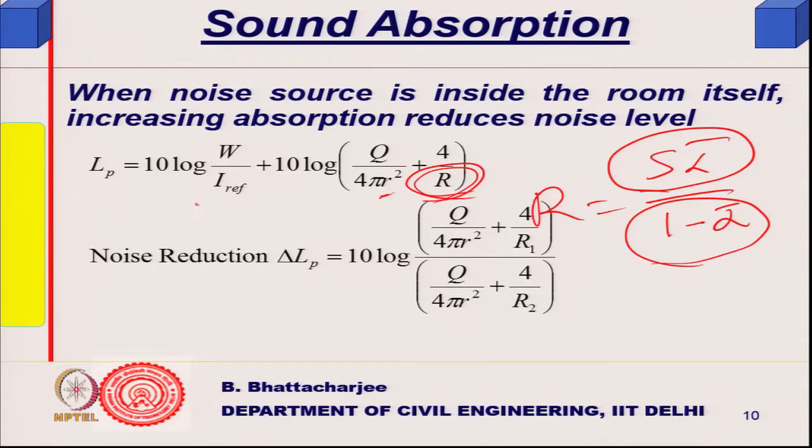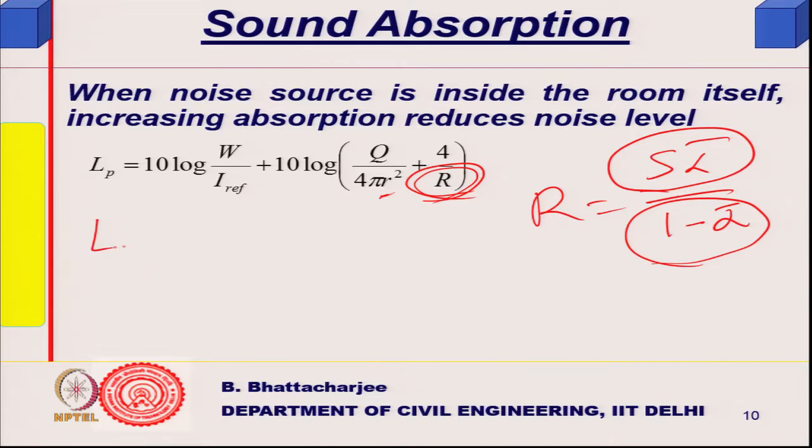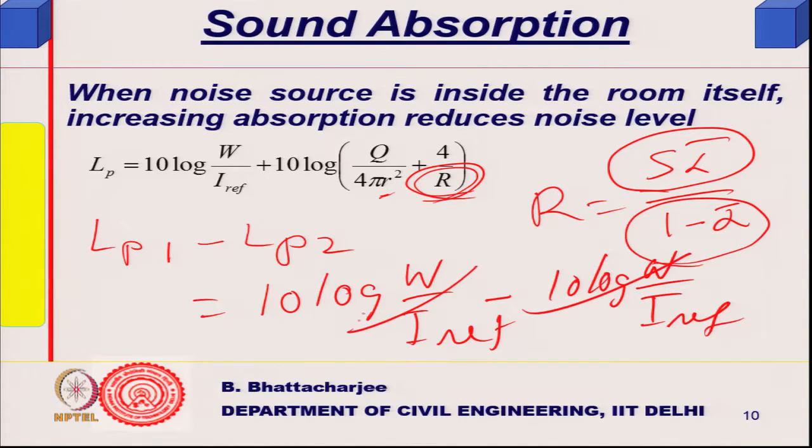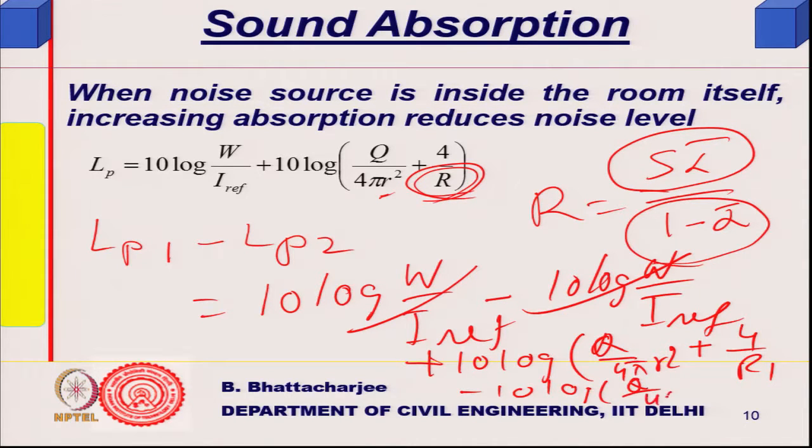So, this is what delta LP will be, basically I have changed. So, LP 1, let me call it, minus LP 2 will be equal to 10 log W by I ref minus again 10 log W by I ref. This part will cancel out, but this side will be there, plus 10 log q by 4 pi r square. For the distance, same, 4 by r 1 minus 10 log q by 4 pi r square, 4 by r 2. So, this will cancel out and this I can now combine, write it as 10 log this divided by this, because it is a logarithm, there is a minus sign.